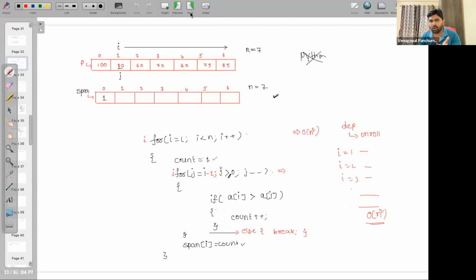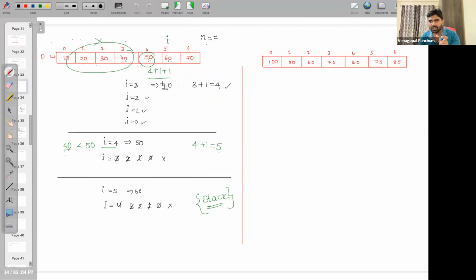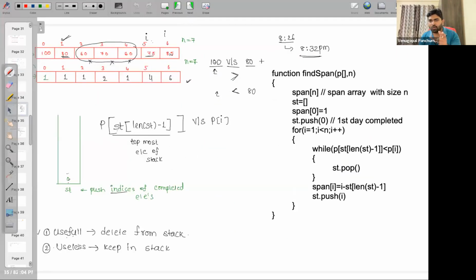So how are we going to optimize? We have seen the stack based approach, where I gave homework to find out its time complexity, which is order of n time. In this problem, what we are trying to do, friends, is delete from the stack whatever is useful, and whatever is useless, we keep inside the stack. Based on these 2 things only, the next 4 problems are going to be there.